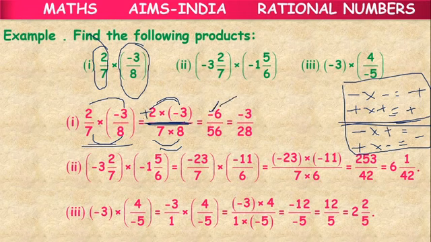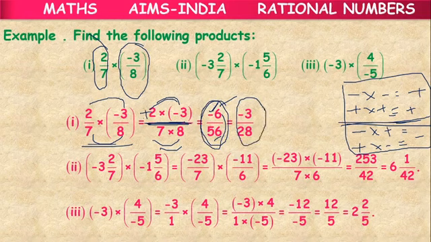2 3s are 6, 7 8s are 56. But as we told earlier, any rational number should always be expressed in its simplest form. It means if there is any possibility of cancellation, we have to cancel it first. 2 3s are 6, 2 28s are 56. So the answer is minus 3 by 28.